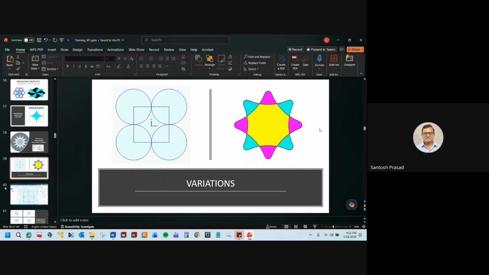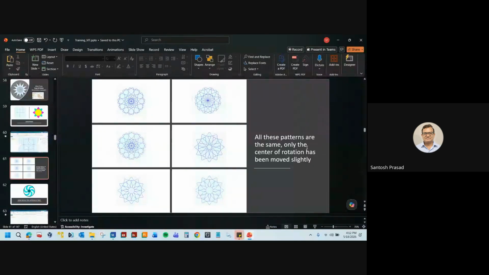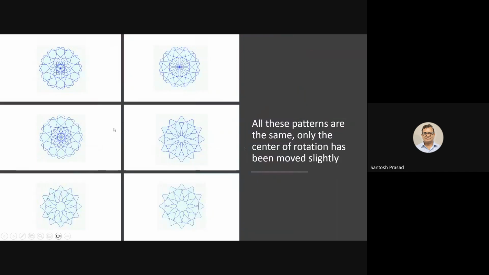When you see that, okay, this is the actual feature, the core feature, and this is basically a pattern or copy of this, then you can do these things easily. Here also, this is very fascinating. Everybody can say that, okay, these are very different things. All these patterns are the same, only the center of rotation has been moved slightly, nothing else. This profile is the same, there is no change in that profile, only the center of rotation has been moved slightly, and you are getting different results.